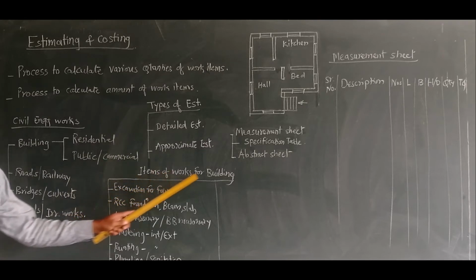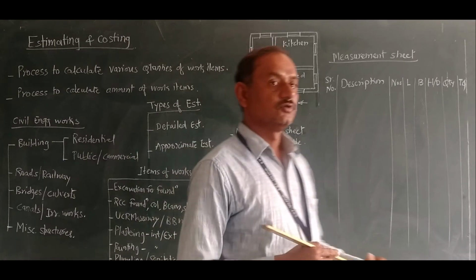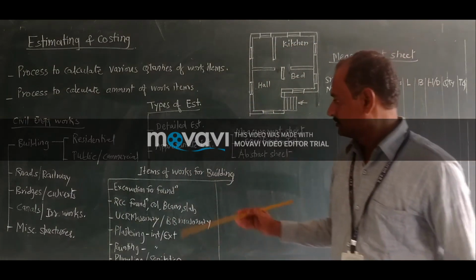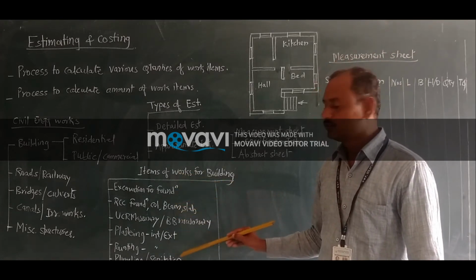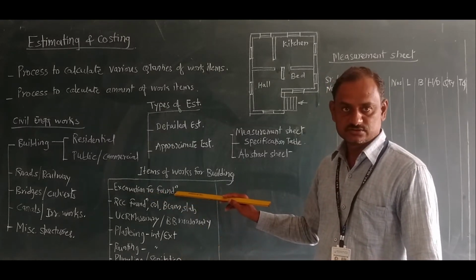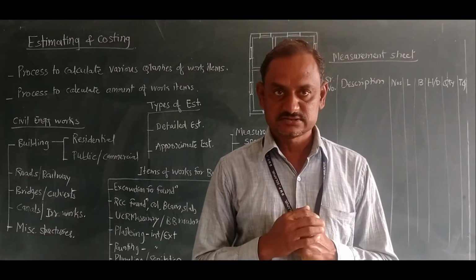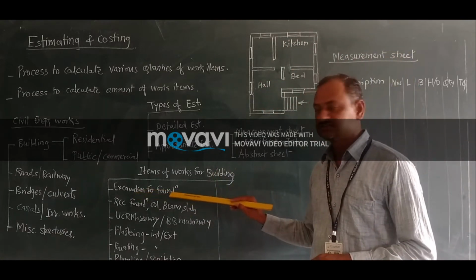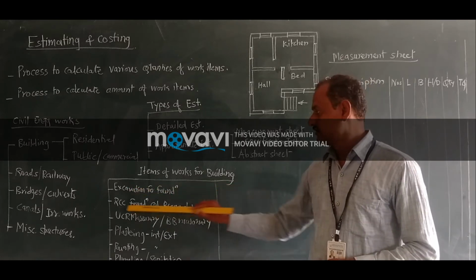Then items of works for a building. We are going to just take an overview. What are the items involved in a building work? For every building we have to know the various building items like excavation. For what purpose are we going to excavate for a building construction? The excavation is necessary for making a foundation. That is excavation for foundation.